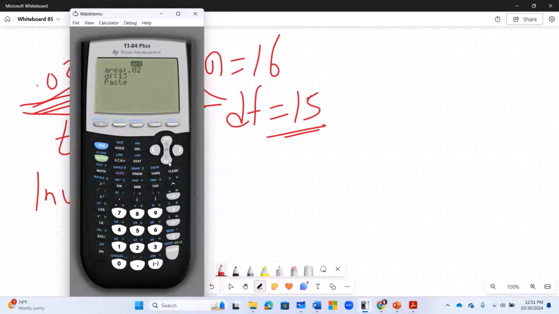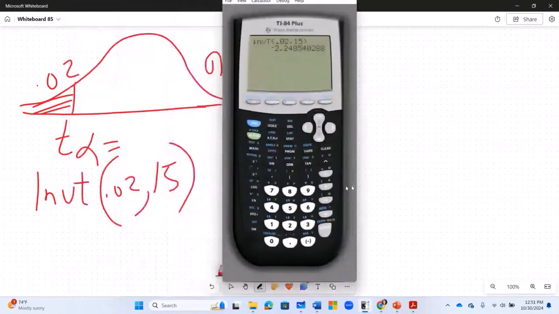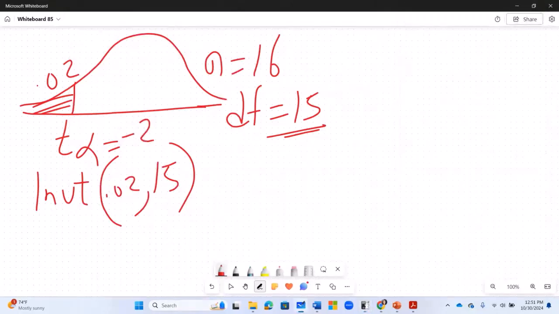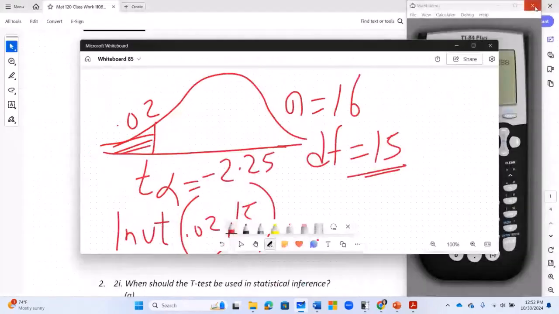And the degree of freedom in this question is 16 minus 1, which is 15. If I paste, I will find that the t-value is negative 2.25. That's the t-value. And it's only 1 because I don't have to divide alpha by 2. All right, so that is the answer for this one.